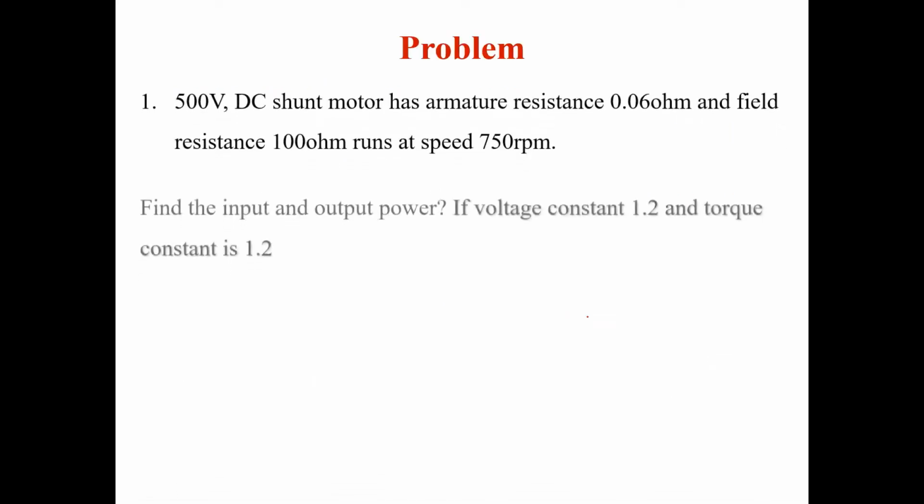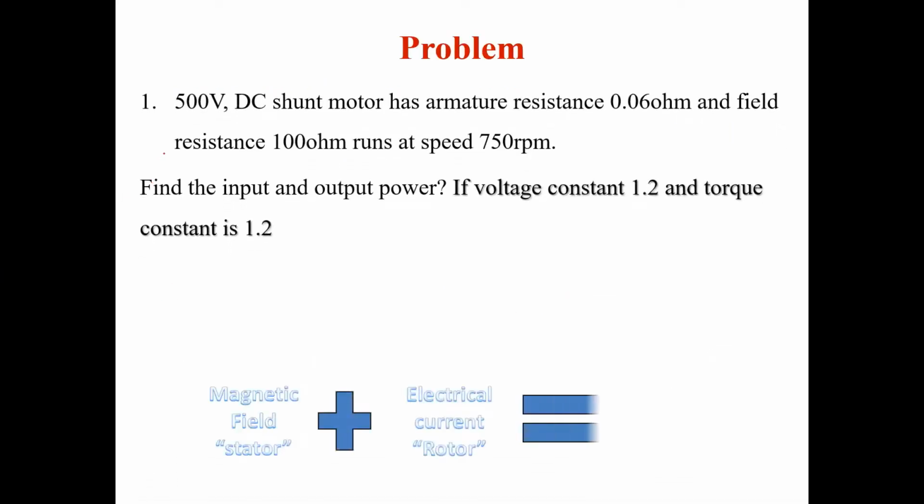Now let's see a problem. In this problem, a 500 volt DC shunt motor has an armature resistance of 0.06 ohm and a field resistance of 100 ohm, and the speed of the motor is given in revolutions per minute, which is 750, and also the motor constant is given as 1.2. So the required parameters are the input and output power.